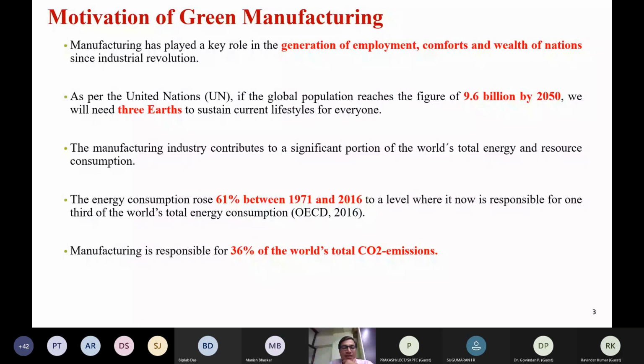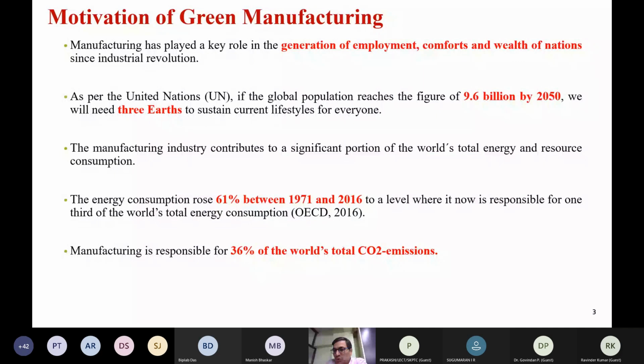And as per the United Nations, the global population may reach 9.5 billion by 2050. Do you know what the current population of the world is? It is around 6.7 or 7 billion. Then the estimation is that by 2050, the world population would be 9.6 billion, or I should say approximately 10 billion. Think about that.